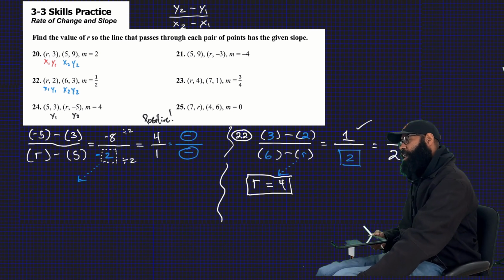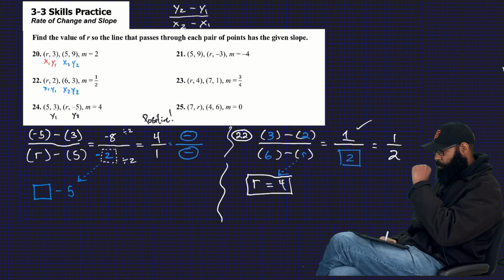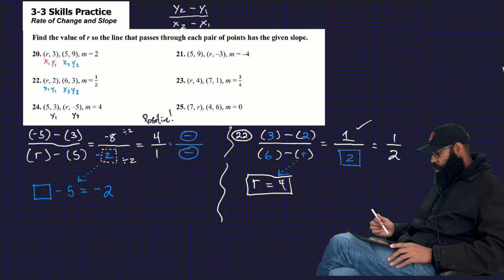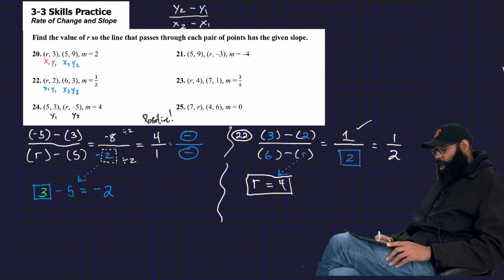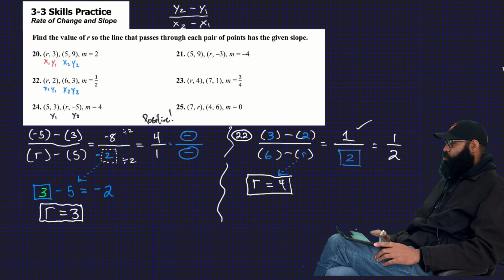But straightforward, guys, you recognize in this situation, your r has to be what? Be careful. Make sure you're getting it. What minus 5 is negative 2? Because if you said it was negative 2, then 3 minus 5 is negative 2. r is equal to 3.